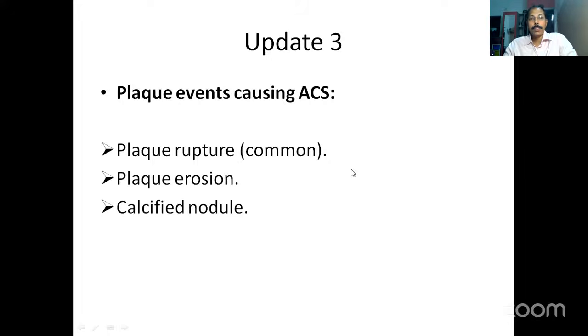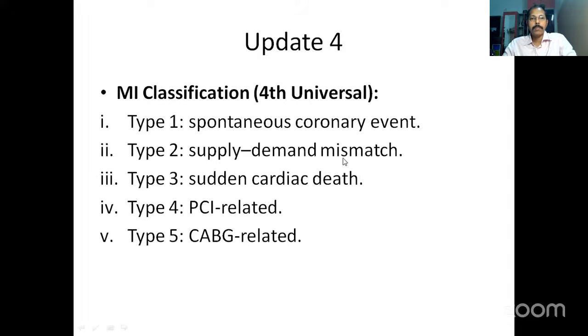And the third update is the plaque events causing acute coronary syndrome. The most common plaque event causing ACS is plaque rupture, followed by plaque erosion and calcified nodule. So these points have been updated in this new book, and also the MI classification. This MI classification has not been in Bailey or even in your Schwartz, so it has been updated in the new edition.